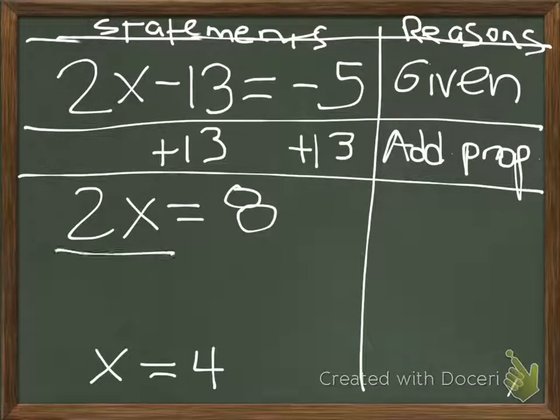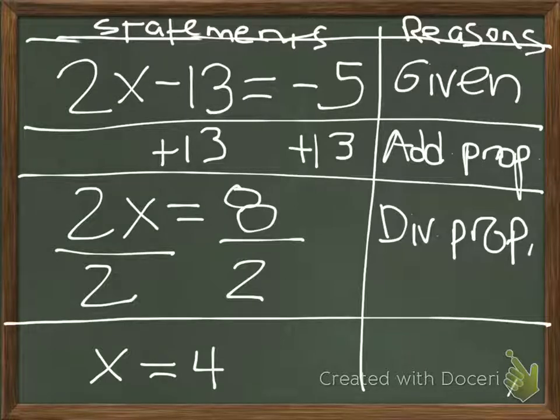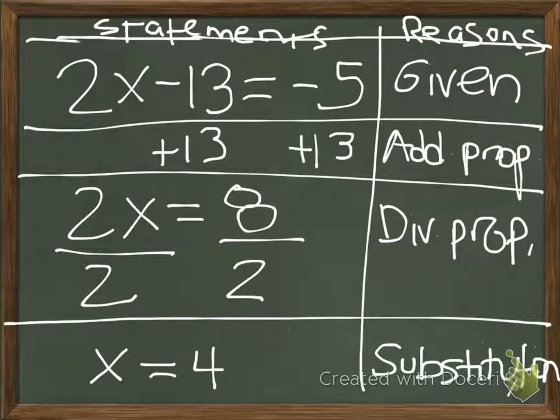The next step to solving would be divide by 2. And again, since we're dividing, that's going to be the division property of equality. And then finally, for our answer, since we've done 8 divided by 2, and we used division to do that, and now we're substituting that with 4, we're going to put as our final step substitution. And that would be my two-column proof.